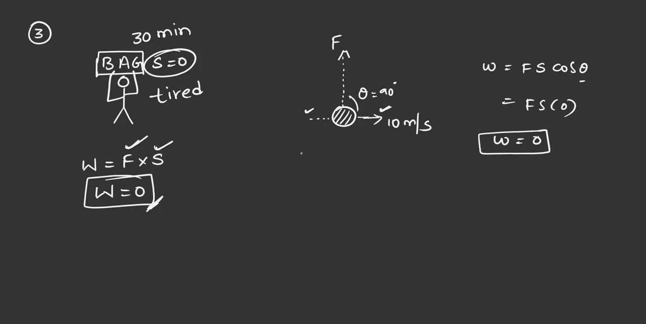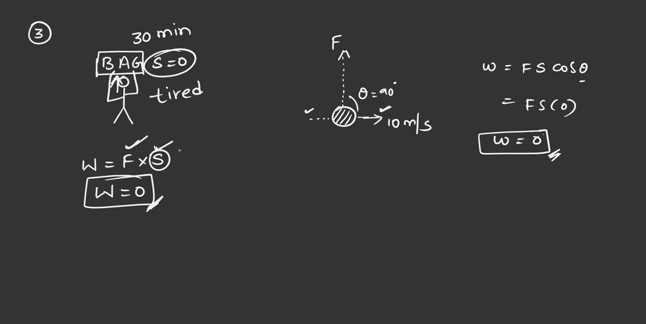This is another case where the work done is 0, though there is a force acting on the body. In the earlier case, there was a force acting on the body. The person who is carrying it is applying a force in the upward direction, but there is no displacement. That's why the work done is 0. In the present case, there is a force acting on the body which is perpendicular to the direction of motion, but still the work done is 0.